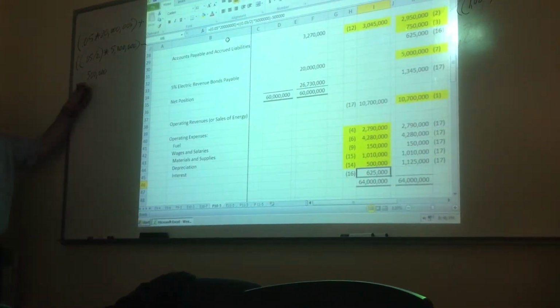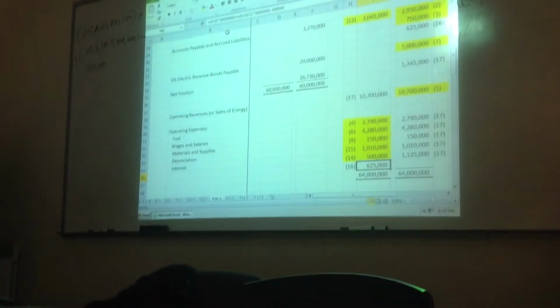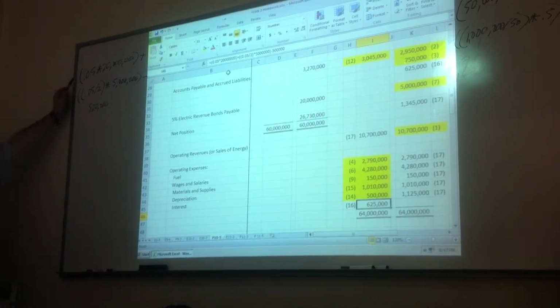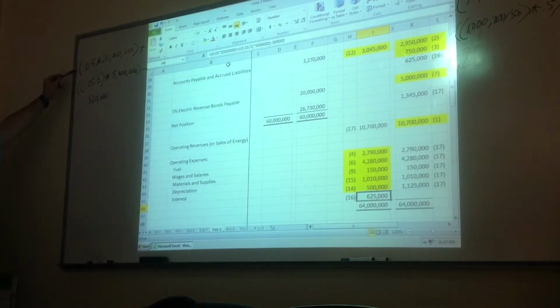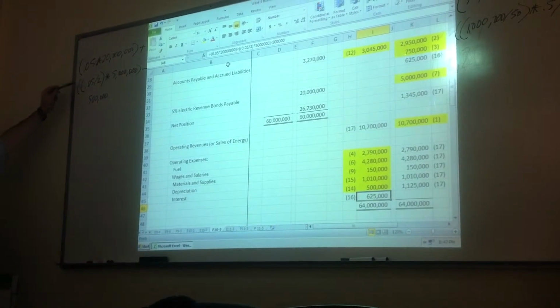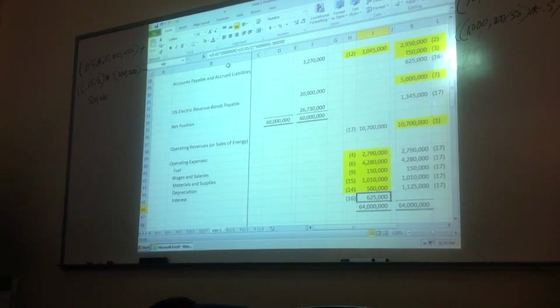Okay, so here's that equation written out a little bit bigger. This is the interest I have to pay on the old bonds. This is the interest I have to pay on the new bonds. This is the interest I paid during the year toward this interest payment.